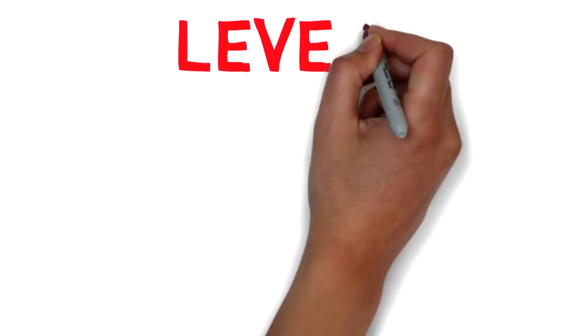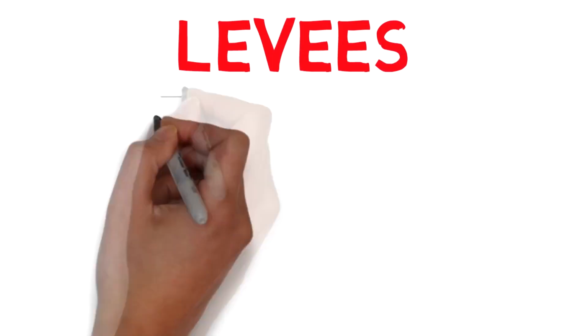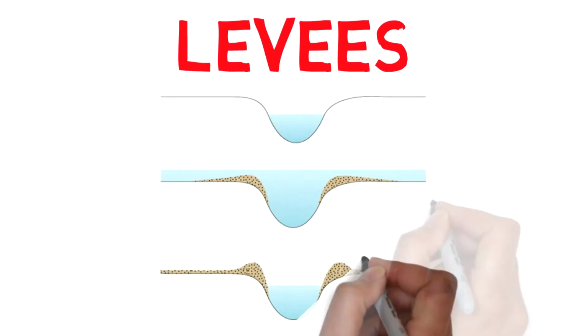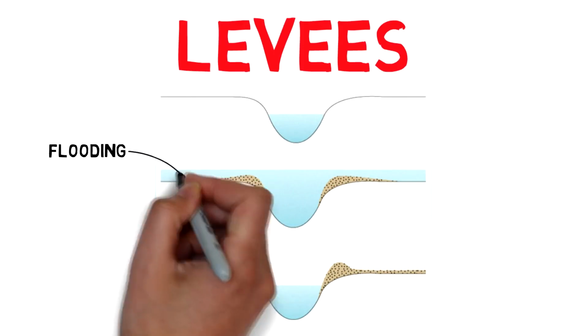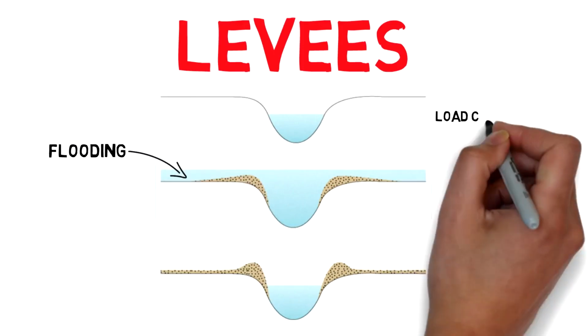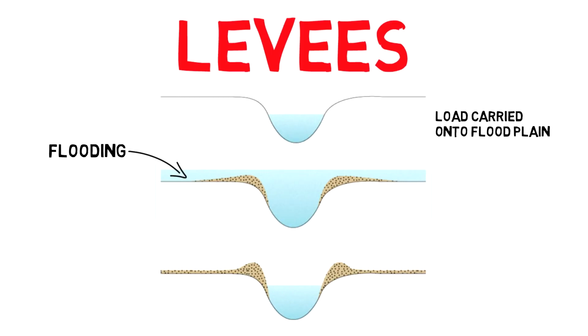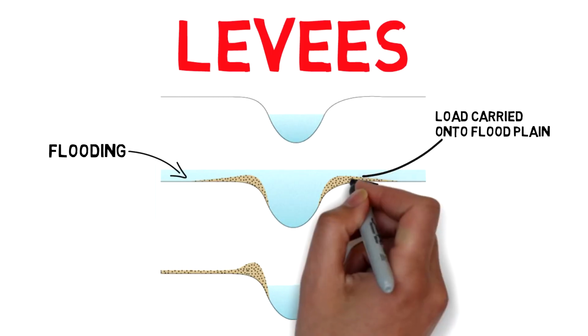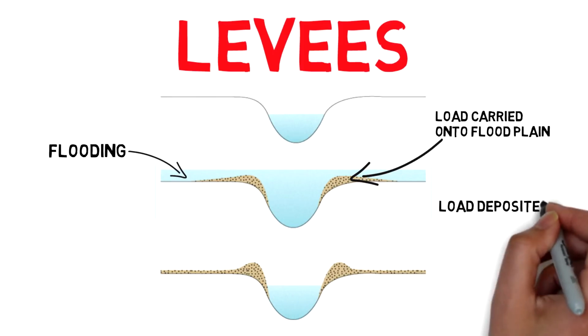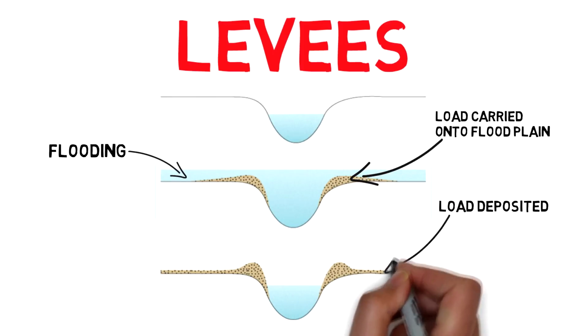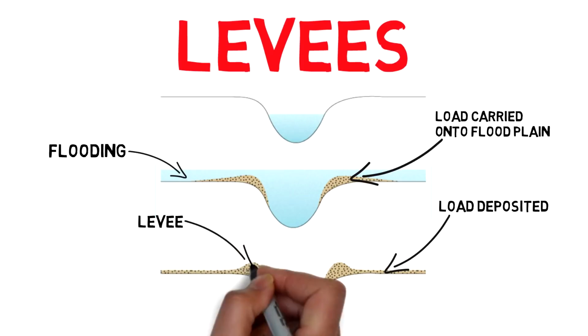The second and last feature of an old age stage river is a levee. Levees are long narrow ridges of alluvium found along the banks of many old rivers. They are formed as a result of flooding. Each time the river floods, it'll carry its load out onto the floodplain as it has a great deal of energy. However, when the flood subsides, it does not have enough energy to carry the load back into the channel, so it deposits it. After numerous floodings, these deposits build up to form levees.